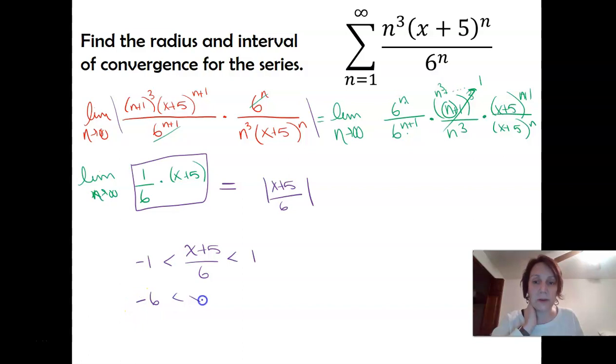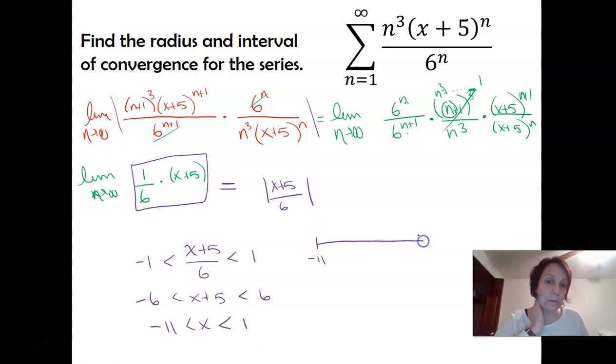So I have -6 over here. I have 6 over here. And when I subtract 5 from both sides, I end up with -11 is less than x is less than 1. So I have this interval of convergence that's between -11 and 1. The center of that would be negative 5, right, which we knew from the start. So if it didn't come out to negative 5, we'd know we had a problem. And then you'll notice here, it goes 6 to one side, and it goes 6 to the other side.